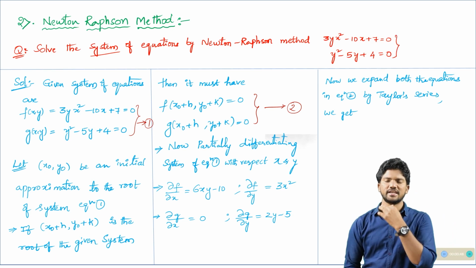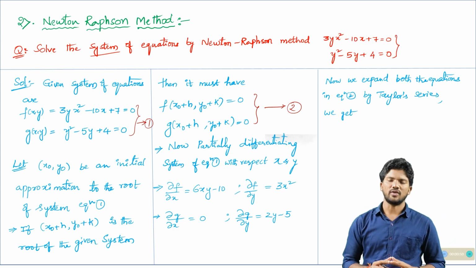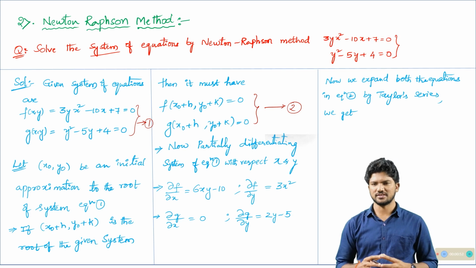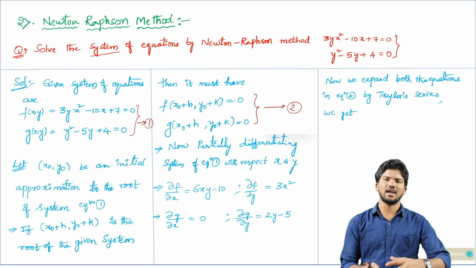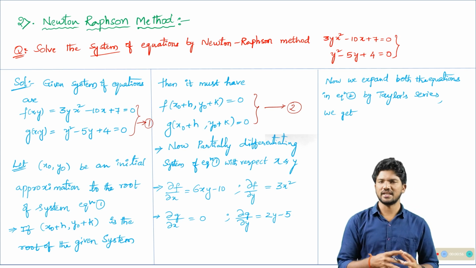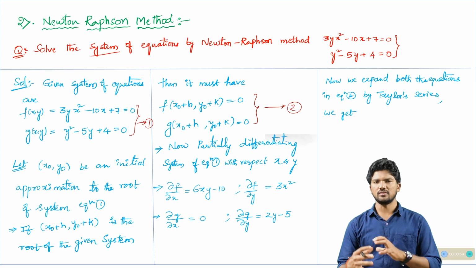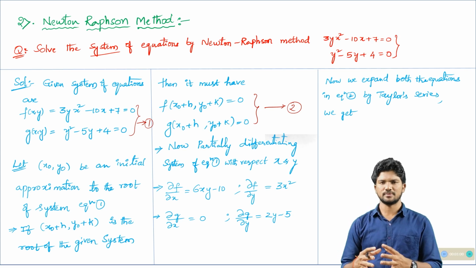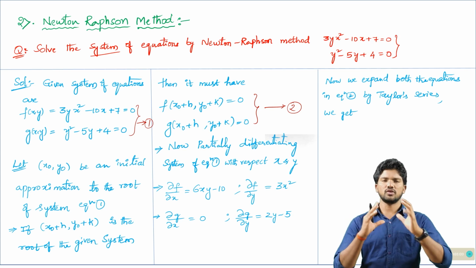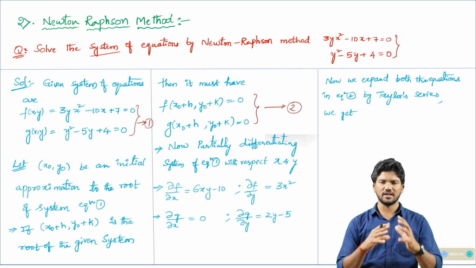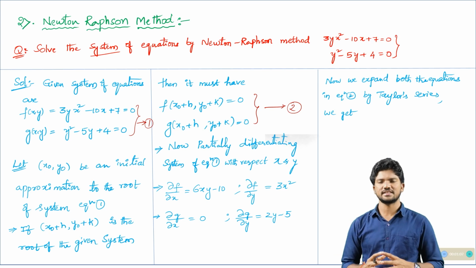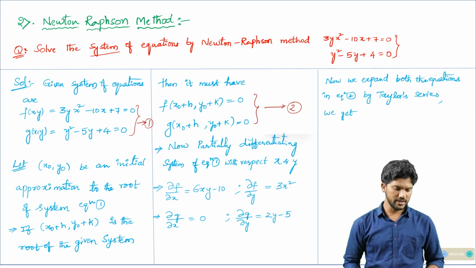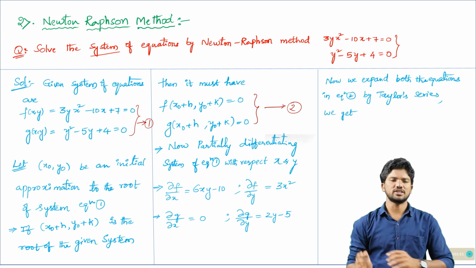3yx square minus 10x plus 7 is equal to 0. y square minus 5y plus 4 is equal to 0. We already derived the same system of equations using the iteration method. Why are we discussing the same system of equations? So that you get clarity, and definitely you will get the clarity after discussing this system of equations. First of all, see the solution.